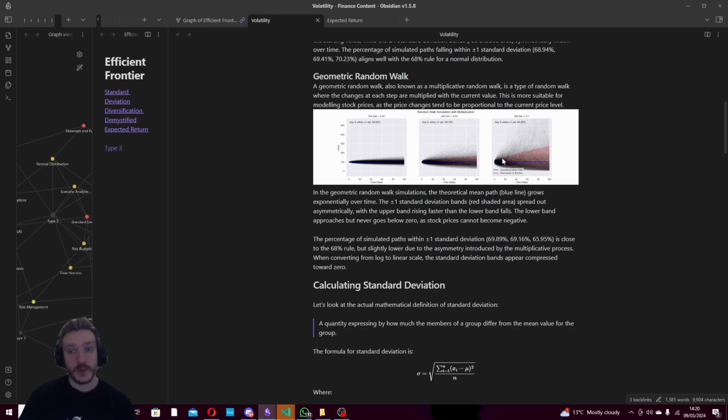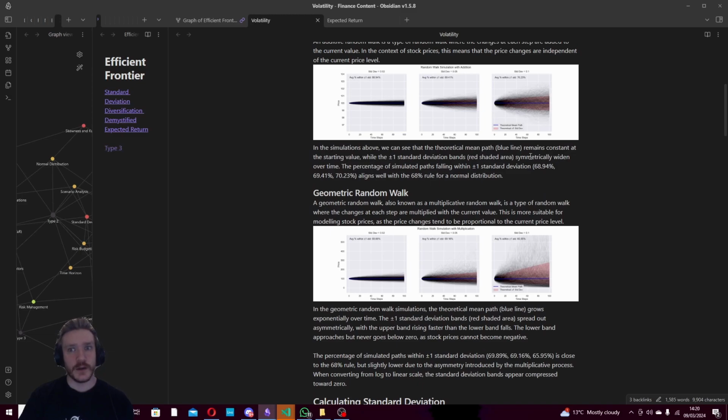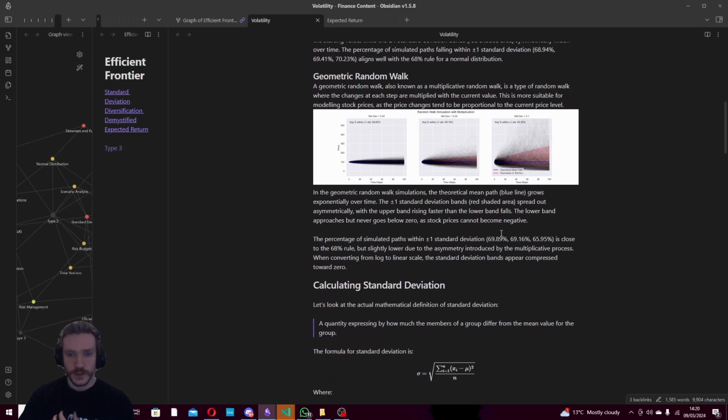It's also why we get these much more extreme positive values in the geometric random walk compared to the additive random walk, because it's multiplicative. When we get successive strings of positive percentage growth, we get compounding effects in the same way that we get compounding on the stock market, right?